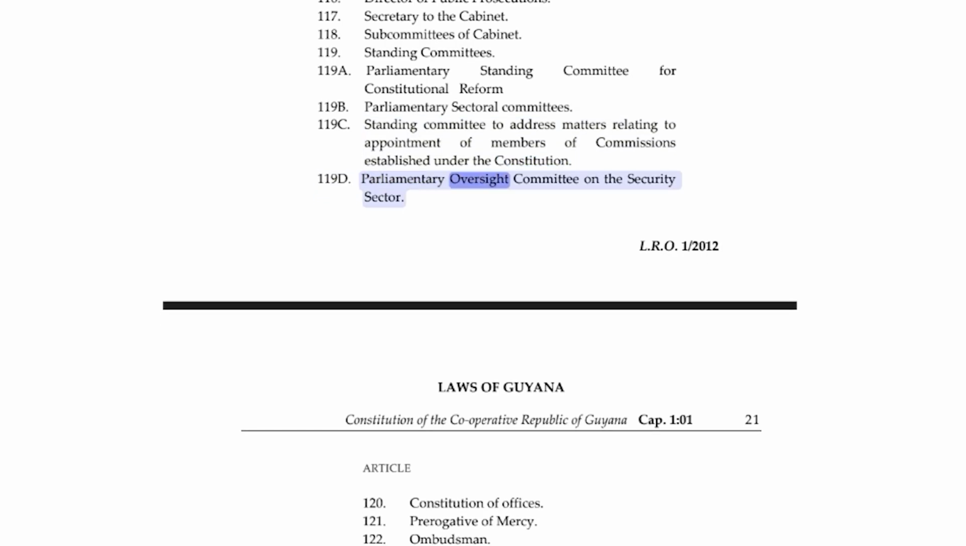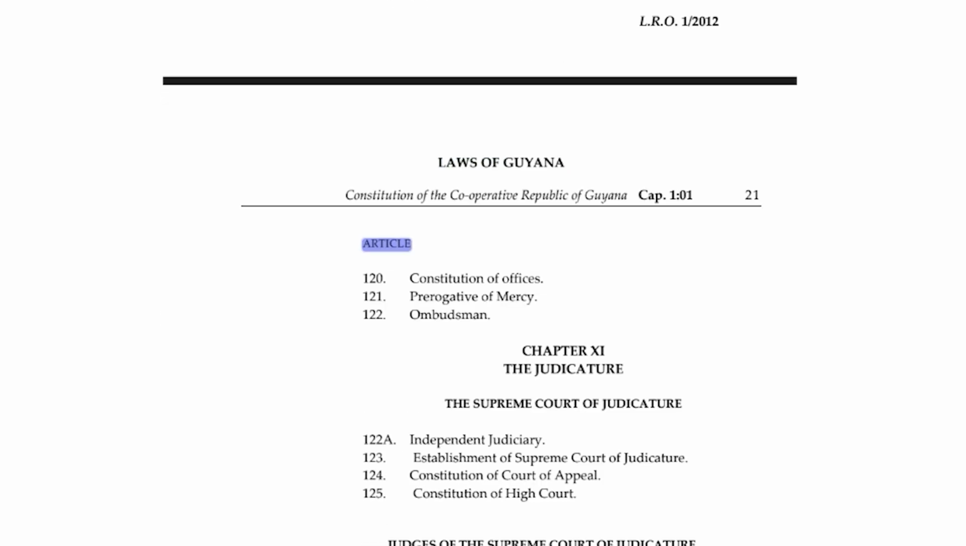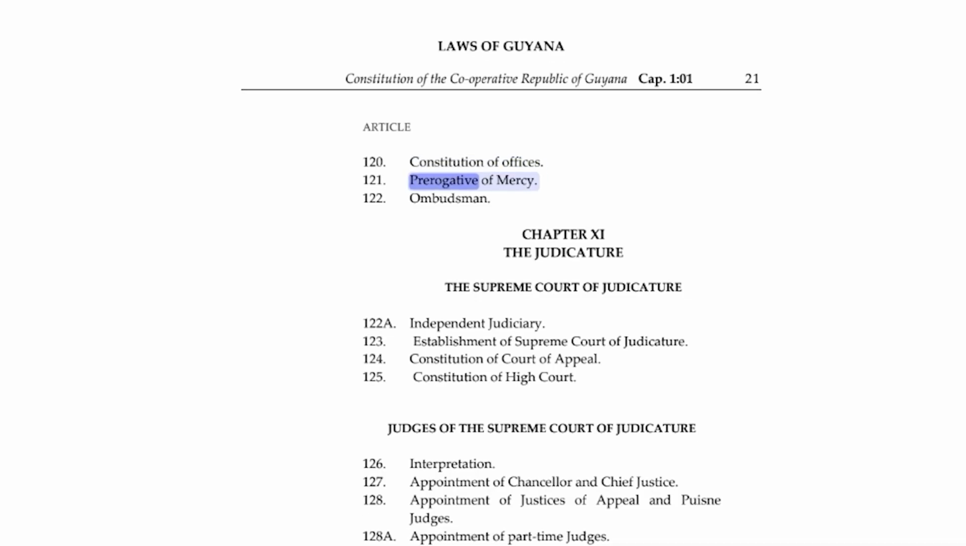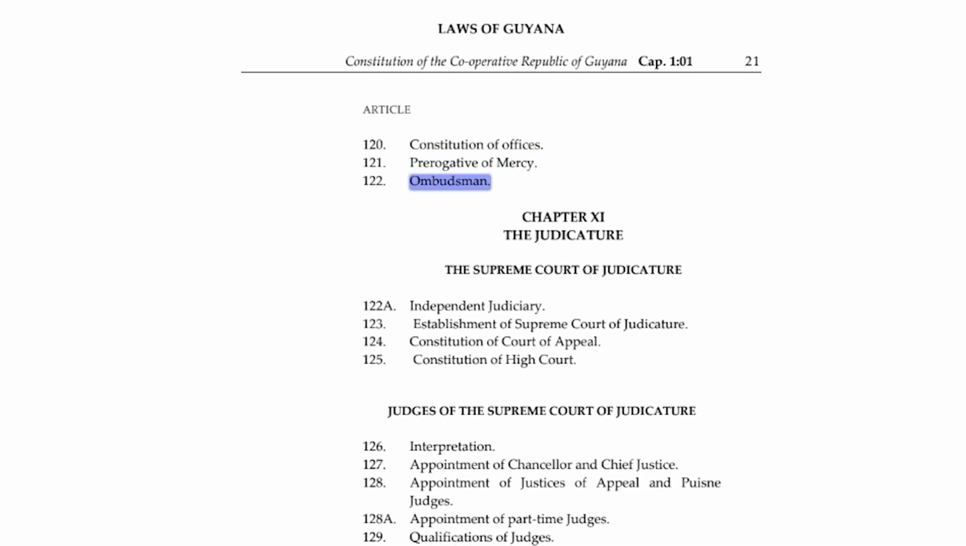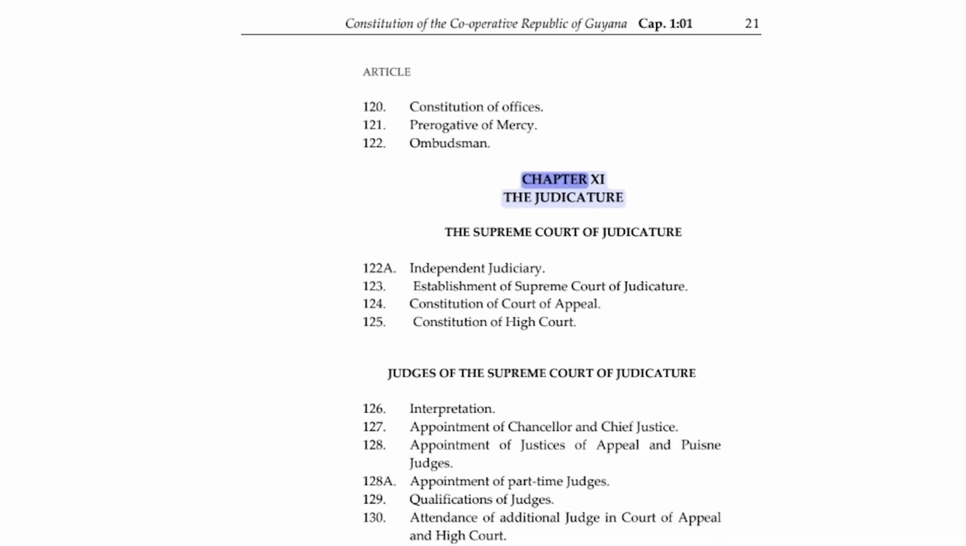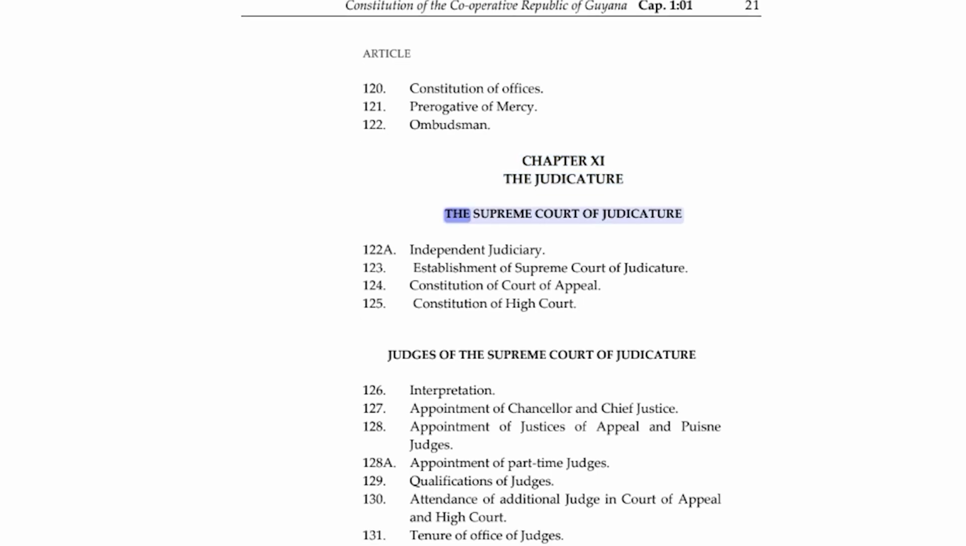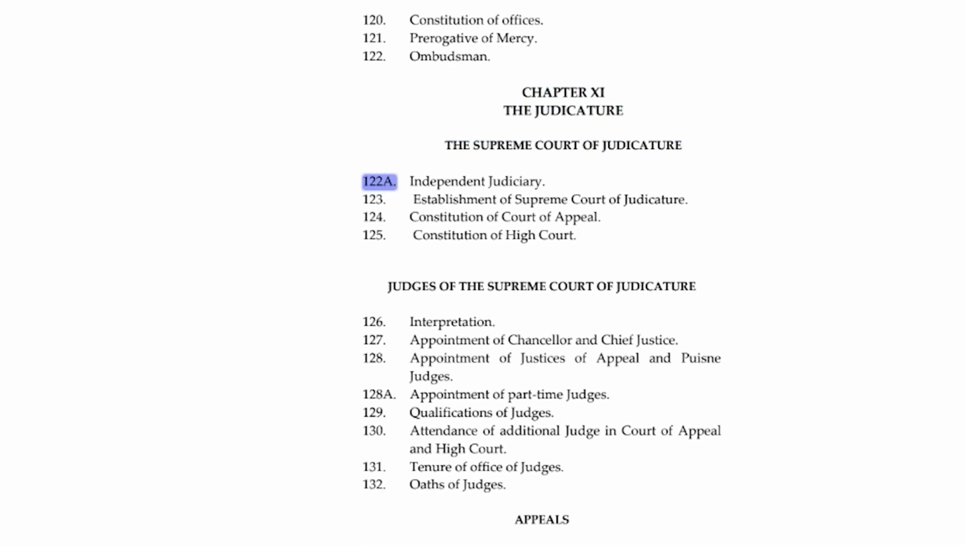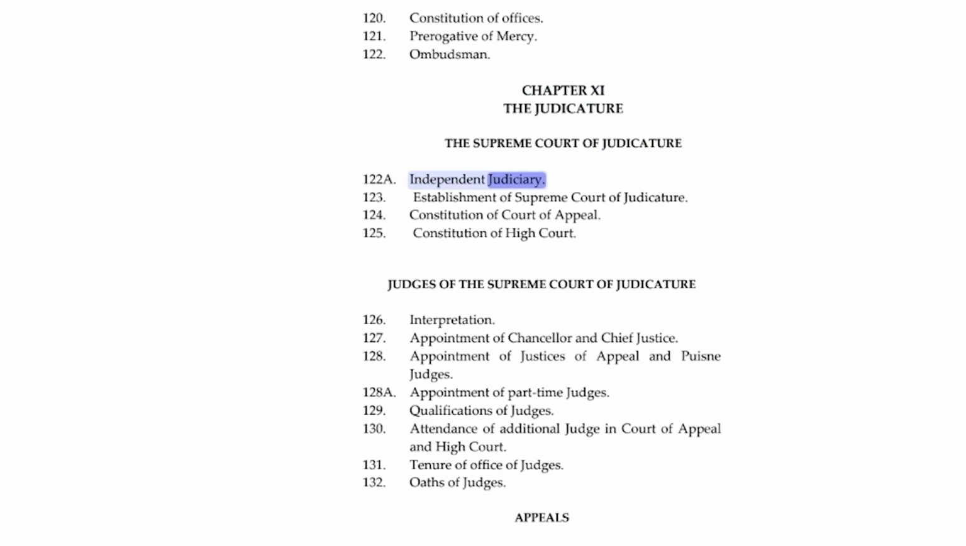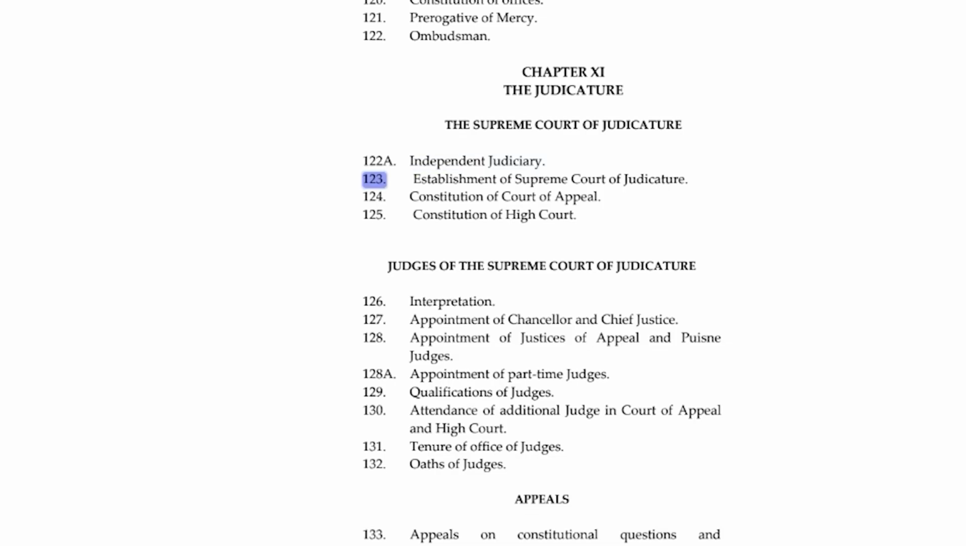119D. Parliamentary Oversight Committee on the Security Sector. Article, Constitution of Offices. Prerogative of Mercy. Ombudsman. Chapter 11. The Judicature. The Supreme Court of Judicature. 122A. Independent Judiciary. 123. Establishment of Supreme Court of Judicature.